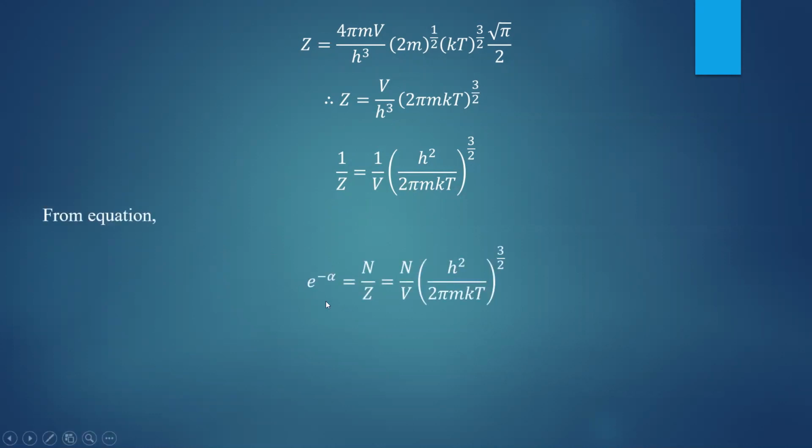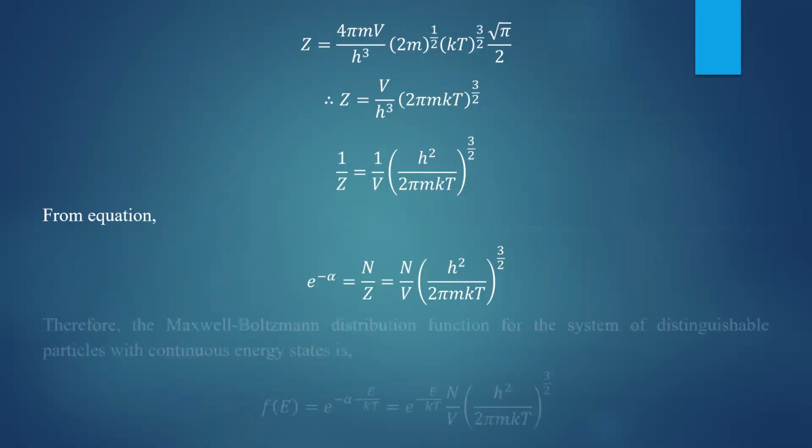Now from the equation we have e to the power minus alpha is equal to n by z. We know that e to the power minus alpha is n by z, and that is equal to n by v into h square divided by 2 pi m kt to the power 3 by 2. So you have got the expression for e to the power minus alpha. That will give you n by z. We have already derived z here, and 1 by z is known to you, so you can substitute 1 by z. So e to the power minus alpha is actually n by z.